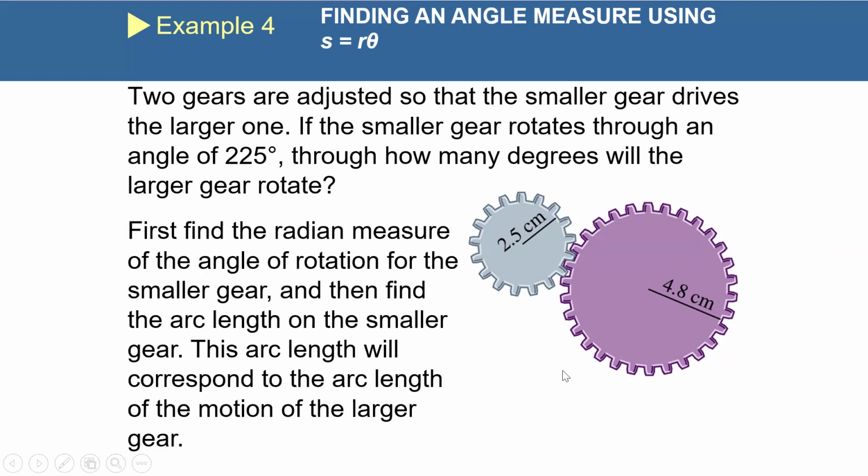So what does this mean? The first thing we have to do is find the radian measure of the angle of rotation for the smaller gear. And then after that, we're going to find the arc length of the smaller one. And then the arc length there will be what we find for the larger one. So that's our plan. First, find the radians of the measure. Second, we're going to find the arc length of the little one. And then we're going to keep going. Are we ready for our plan?